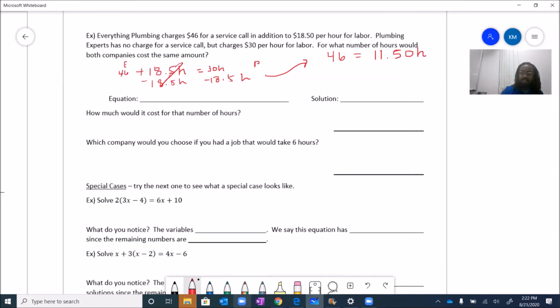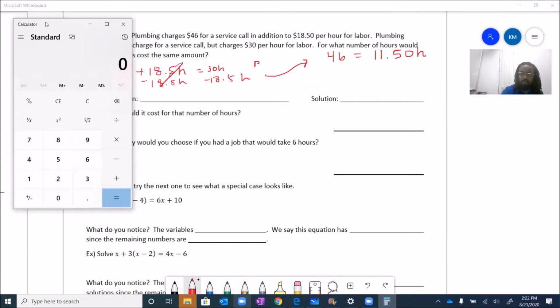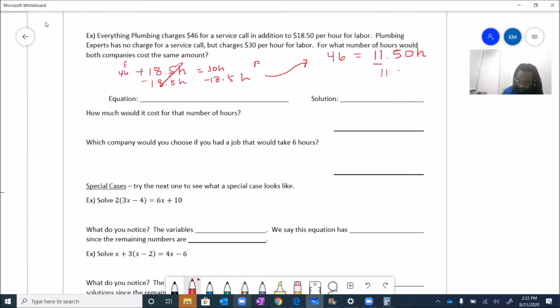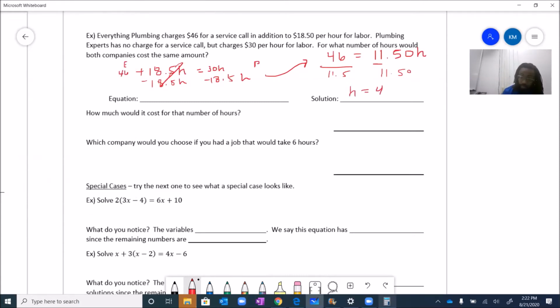Okay, and so using my calculator, in order to find out what H is, I need to divide both sides by 11.50. Okay, and that will give me 4. So 4 hours. After 4 hours, it doesn't matter who I call, at 4 hours.